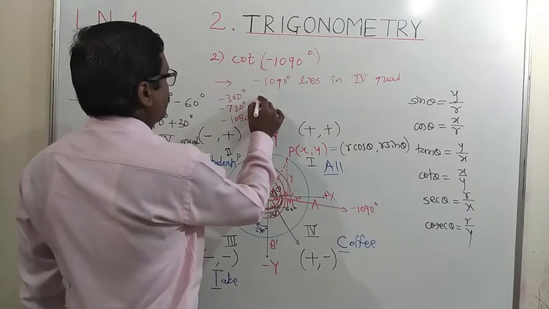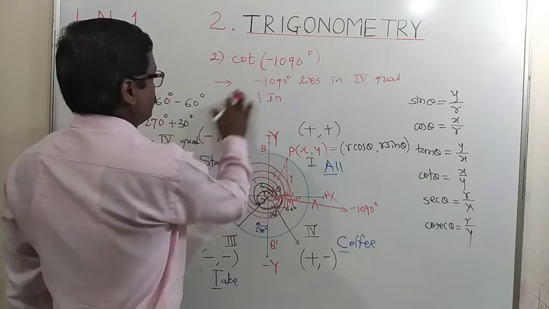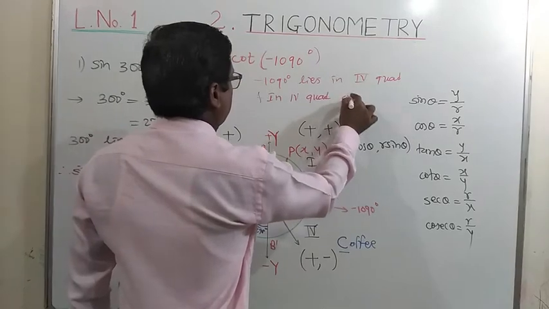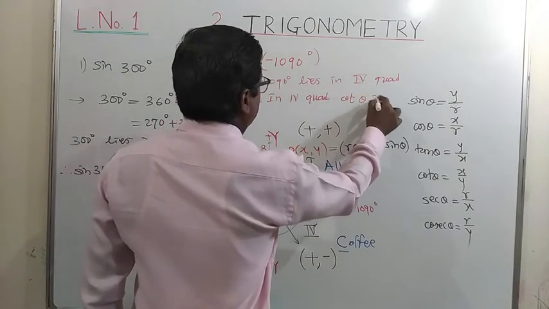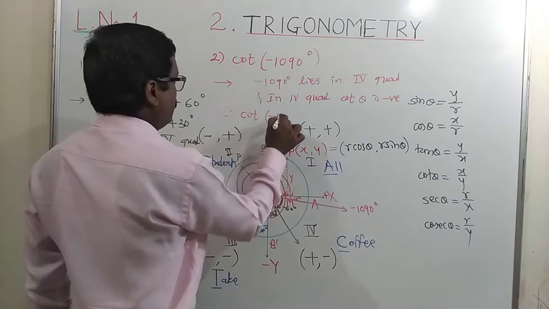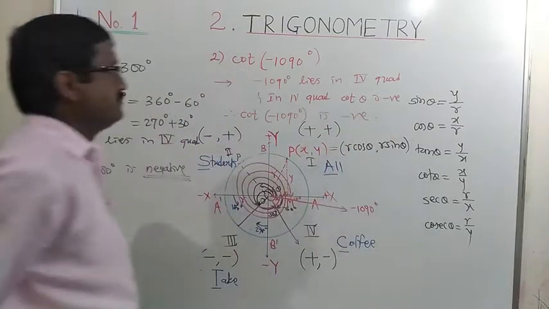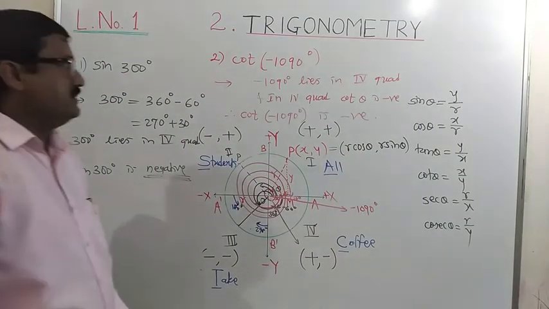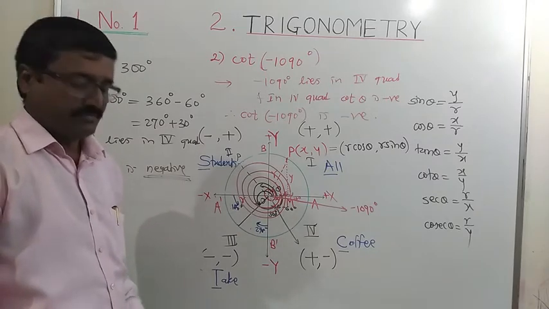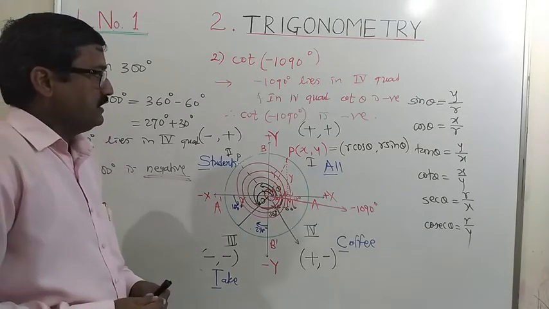Therefore, in the fourth quadrant, cot theta is negative. Therefore, cot of minus 1090 degree is negative. This is the way to determine the sign of trigonometric ratios whenever the angle is given in different quadrants.